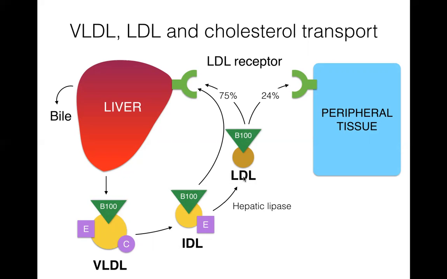Well, the LDL can still return to the liver. 75% of that returns to the liver by binding to another receptor called the ApoB100 receptor, as we shall be discussing in a little while. Whereas the remaining 24% delivers that cholesterol to peripheral tissue by binding to ApoB100 receptors in a process referred to as receptor-mediated endocytosis.